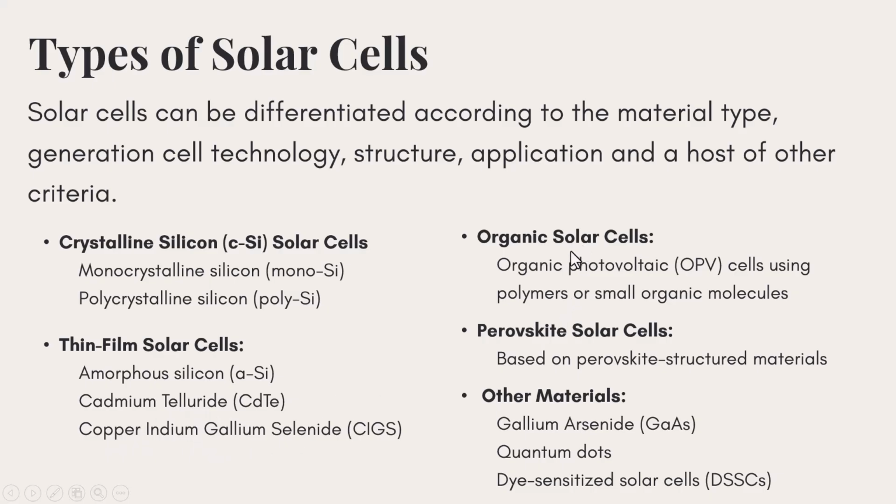We have organic types of solar cells. These types of solar cells are made from polymers or small organic molecules. We have the perovskite solar cell, which is based on perovskite structured materials. It is an emerging technology that is currently being researched by so many researchers across the globe. Now we have other types of solar cells that include the gallium arsenide, the quantum dots, and the dye-sensitized solar cell.